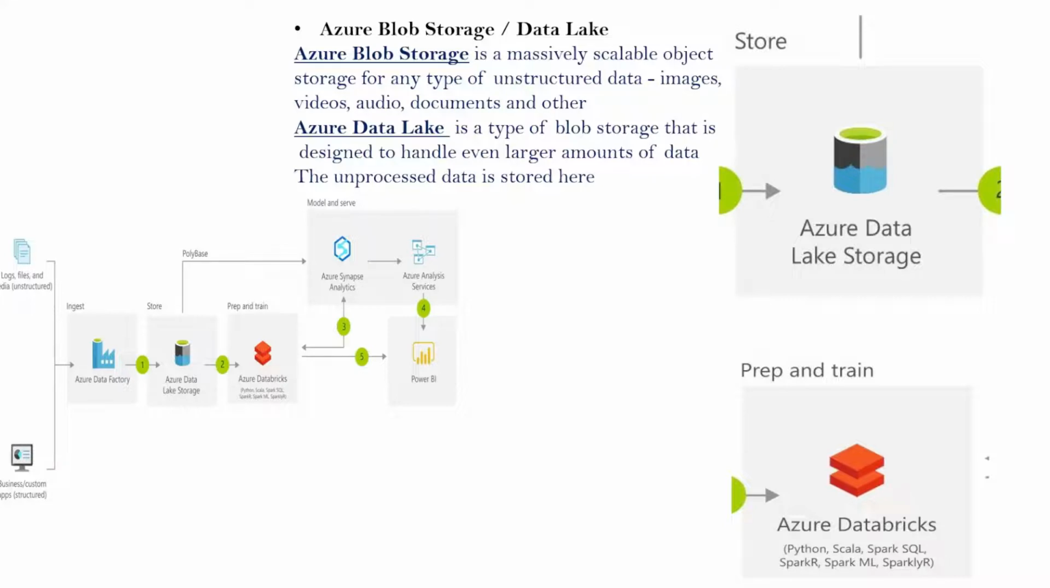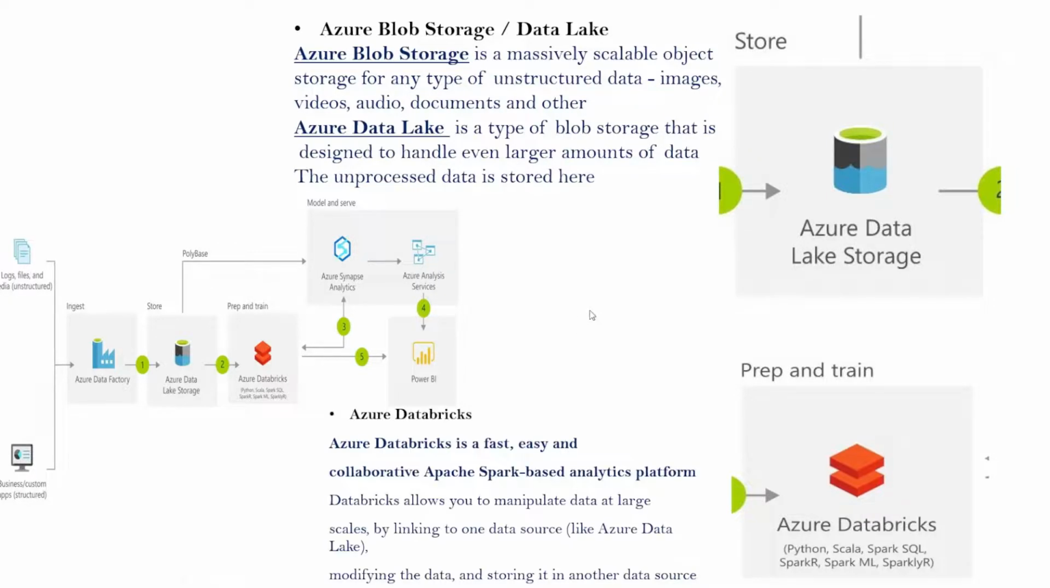Then after this part we have Databricks. So what is Databricks? We also talked about this one in some of the early videos, and I skipped it there because we are going to discuss it here. It's a fast, easy, collaborative Apache Spark based analytics platform. Databricks allows you to manipulate data at large scale by linking to one data source like Azure Data Lake, modifying the data and storing it in another data source. So these are the functions you are creating to, let's say, enrich your data.